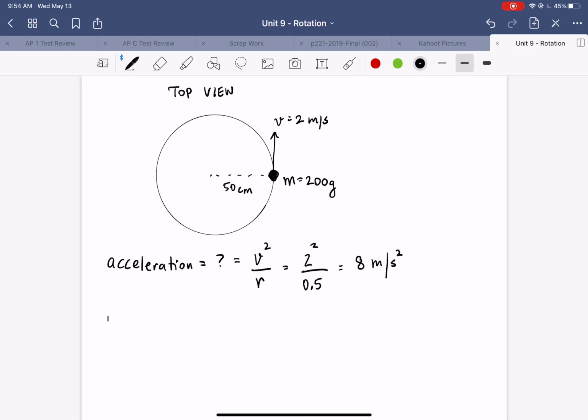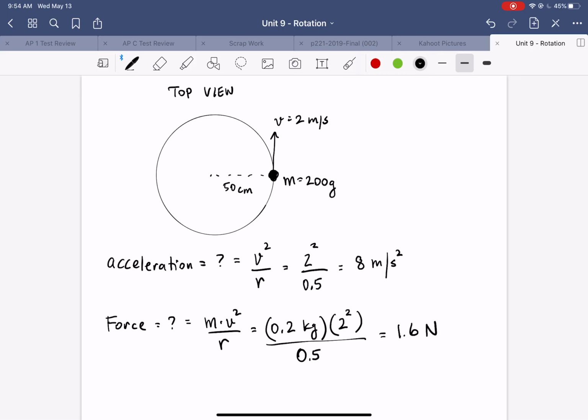What about the force? Right. So the force, this is what we call the centripetal force, that is equal to mass times v squared over r. The mass is 200 grams, which is 0.2 kilograms, times v squared divided by r, or we can just take the acceleration, which we've already calculated, and multiply that by the mass, which is 0.2, and we should get 1.6 newtons for the force.